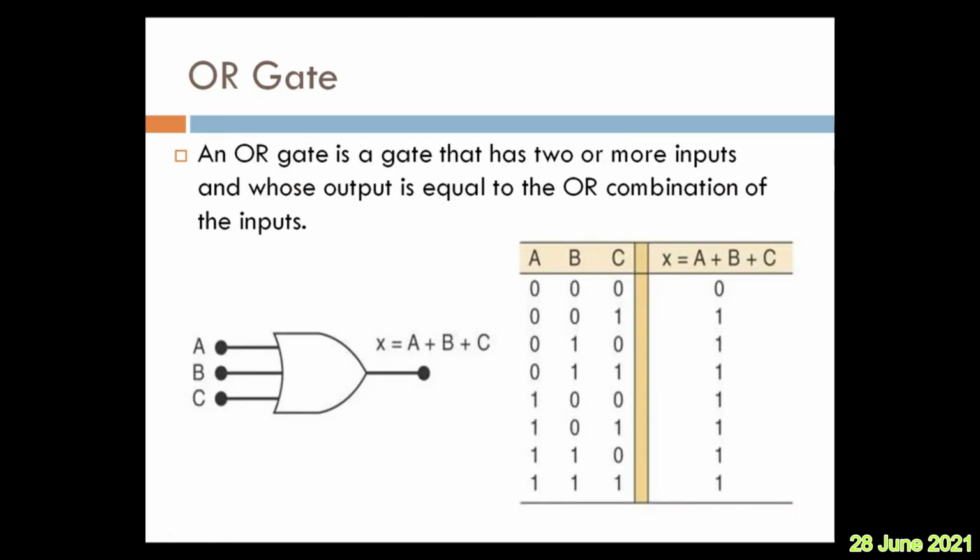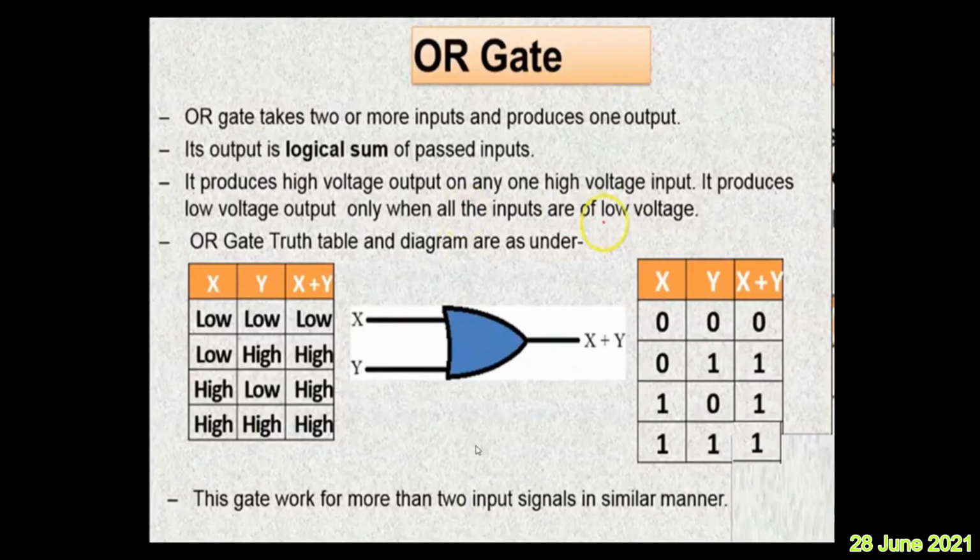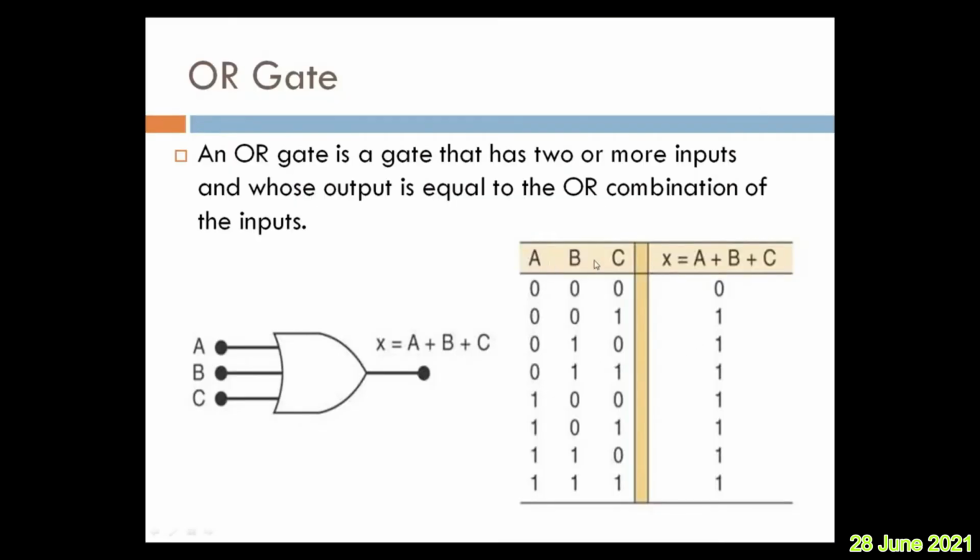Now an OR gate is a gate that has two or more inputs and whose output is equal to the OR combination. The same thing. See here we have shown three inputs, A, B, C. A logical sum with B, logical sum with C. Now here the possible combinations of x and y are only 4, because there were two inputs. 2 raised to 2 means 4. Whereas here with 3 inputs, there should be 8 combinations, because 2 raised to 3 is 8. Getting the idea?